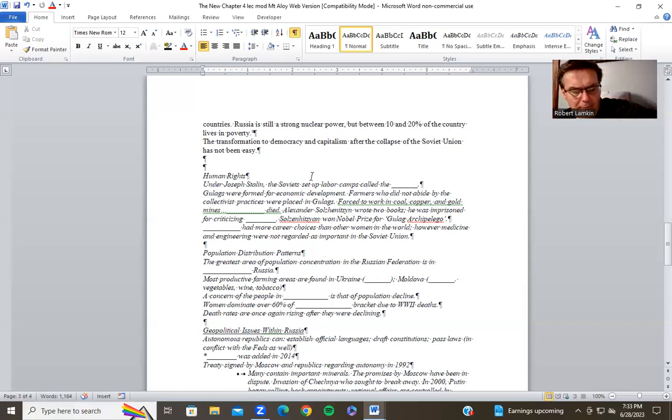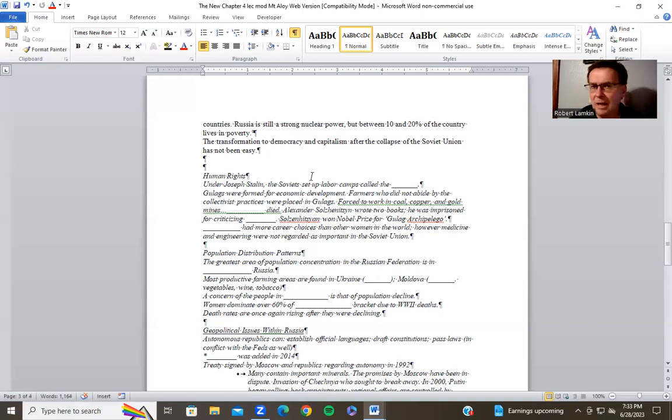Human rights. I want to take a look at that on your lecture model, human rights. Under Joseph Stalin, the Soviets set up labor camps called the Gulags. Gulags were formed for economic development. Farmers who did not abide by the collectivist practices, the communist practices, were placed in the Gulags, forced to work in coal, copper, gold mines.